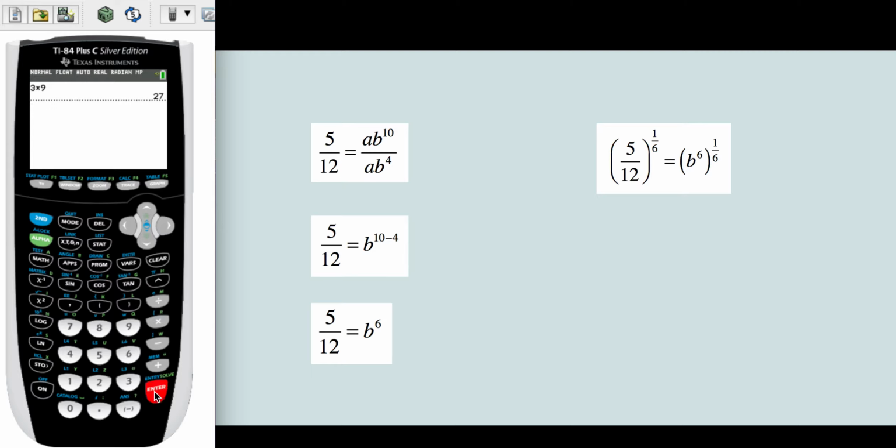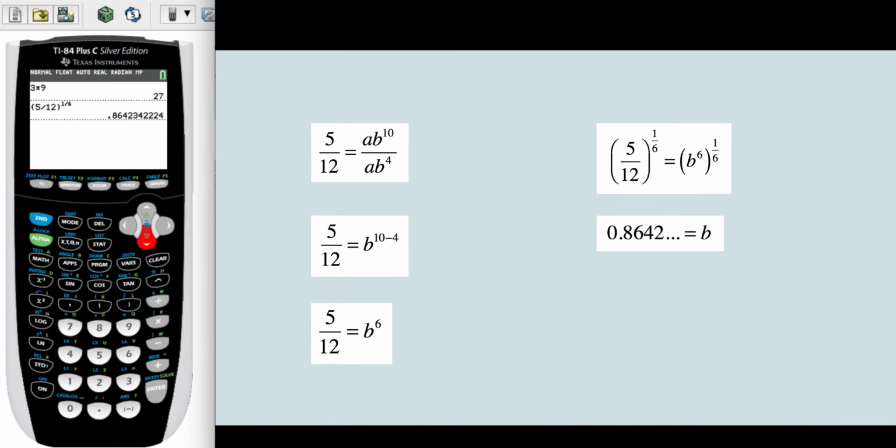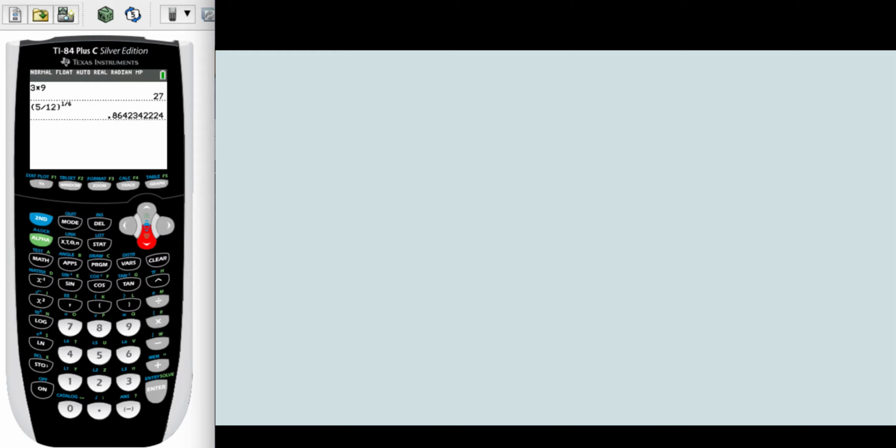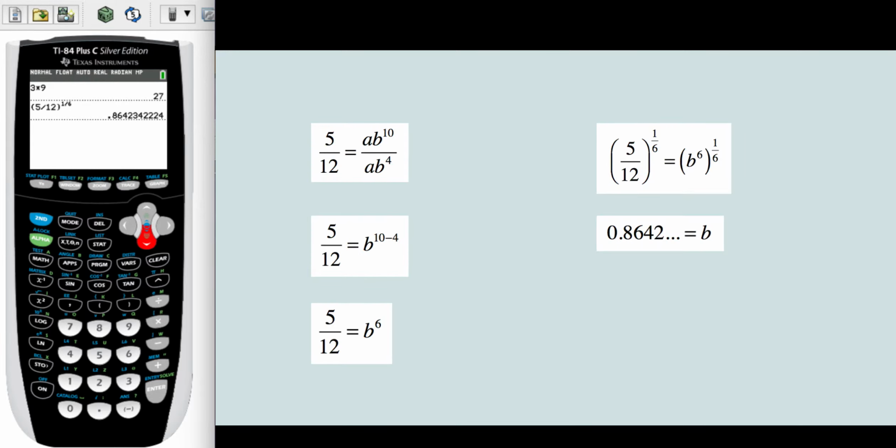When we hit enter, we'll get a b value of about 0.864, and it goes on from there. We're going to leave this just sitting right here on the calculator. We're not going to do any rounding right now. So I'm just going to record that b is approximately 0.8642.